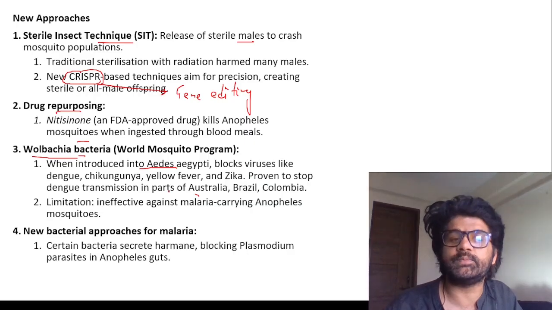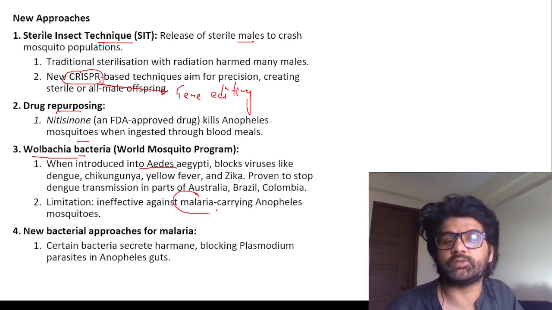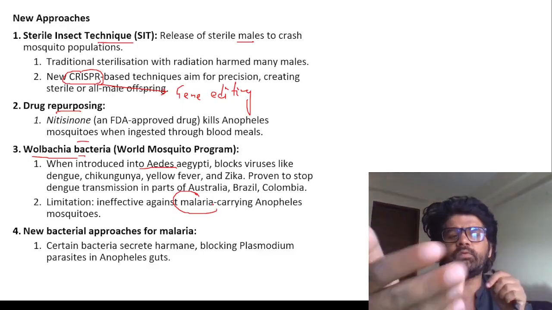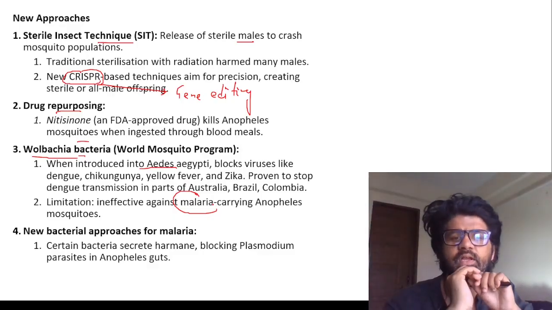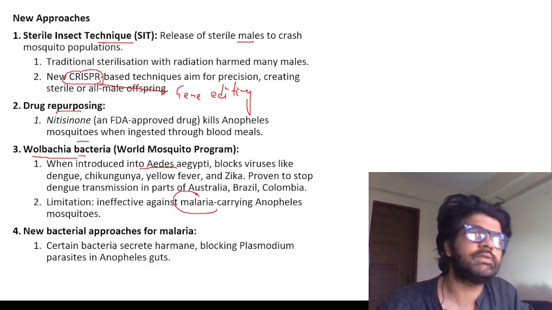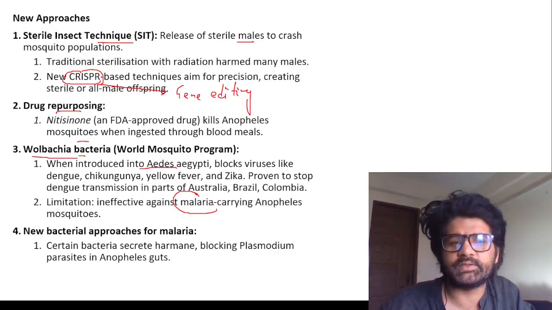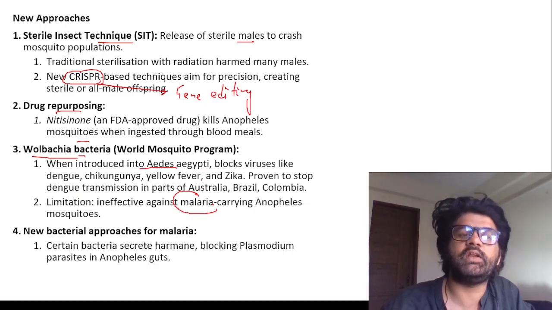You can forget all the names. Just remember, it will not work against malaria. For most of the other diseases, it is blocking viruses. But malaria is caused by the Plasmodium parasite, and the female Anopheles mosquito is carrying it. So it is ineffective. Remember this.